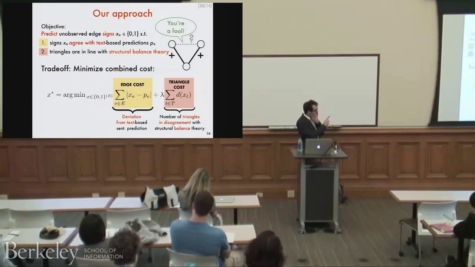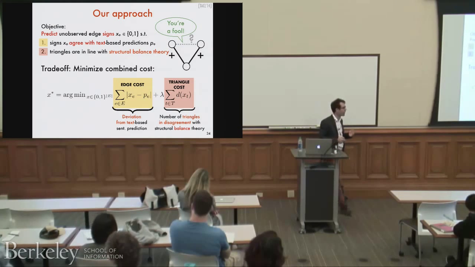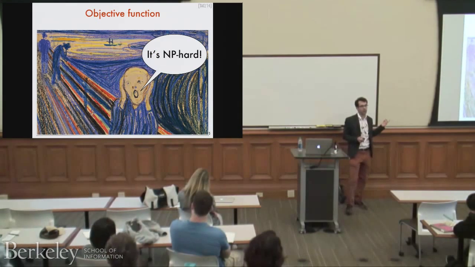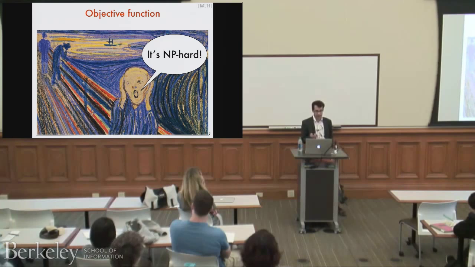Okay, so this objective function really captures what we want to capture, the trade-off between edge and triangle costs, but there's a catch, as so often. Minimizing this objective function can be shown to be NP-hard. So it's not feasible to do it exactly.